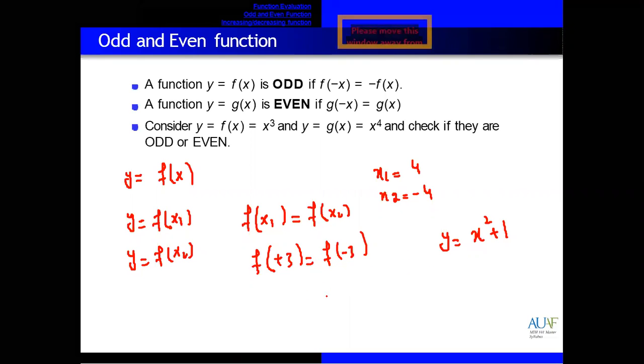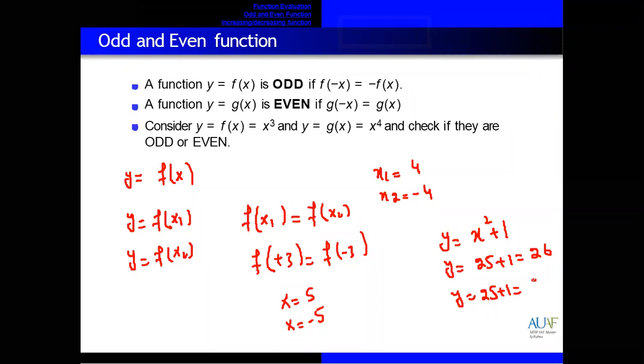First, let's suppose we have a plus value, x is equal to plus 5. So 5 square is 25, plus 1 equal to 26. Same if we give another value with a different sign, like minus 5. Again, minus 5 square equal to 25, plus 1 equal to 26. Both give you the same result. Plus value and minus value both equal to 26. So that function is called an even function.